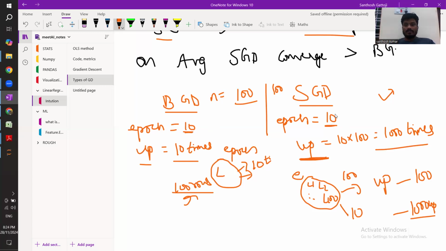But in stochastic, you don't need 10 epochs. Even after, let's say, 1 or 2 or 3 epochs, the loss is not decreasing anymore because it already reached the global minima. There is no more loss to decrease. So you can stop it over there.